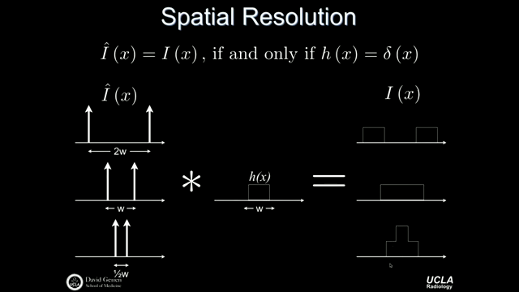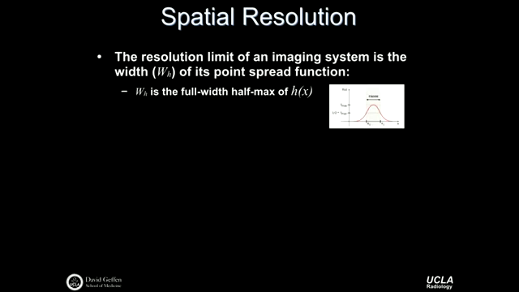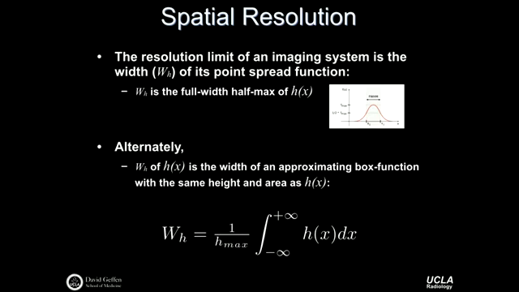So we want to minimize the width of our point spread function, right? We want this to be as closely shaped to a delta function as possible, but there will be limitations in the information that we sample or limitations in the system itself that prevent us from being an actual delta function. So there's different ways to sort of characterize this.